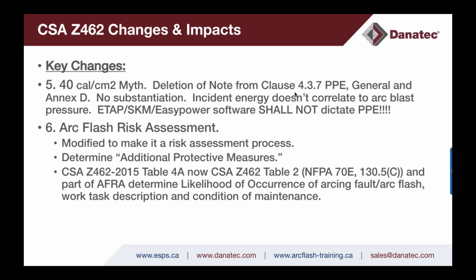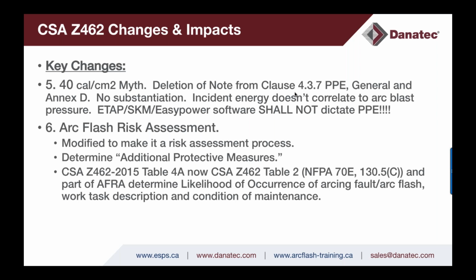So the arc flash risk assessment, item 6, as I mentioned, has been modified to make it a true risk assessment process. You determine additional protective measures for arc flash, which will be the arc flash boundary, work practices, and arc flash PPE when you're inside the boundaries and exposed. As I mentioned earlier, Z462 Table 4A has been removed from the arc flash PPE category table method, and it's now called Table 2. It's independent and embedded in the arc flash risk assessment clause. That is also now Table 130.5(C) in NFPA 70E, extracted from the arc flash category table method and moved forward into the arc flash risk assessment.